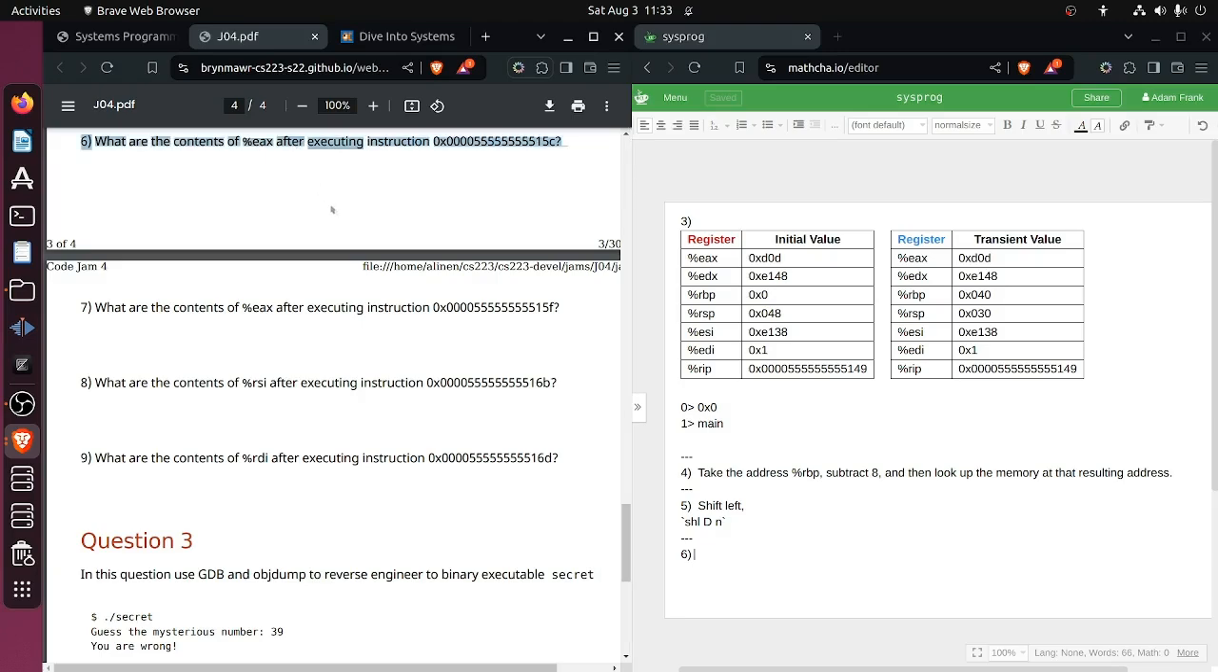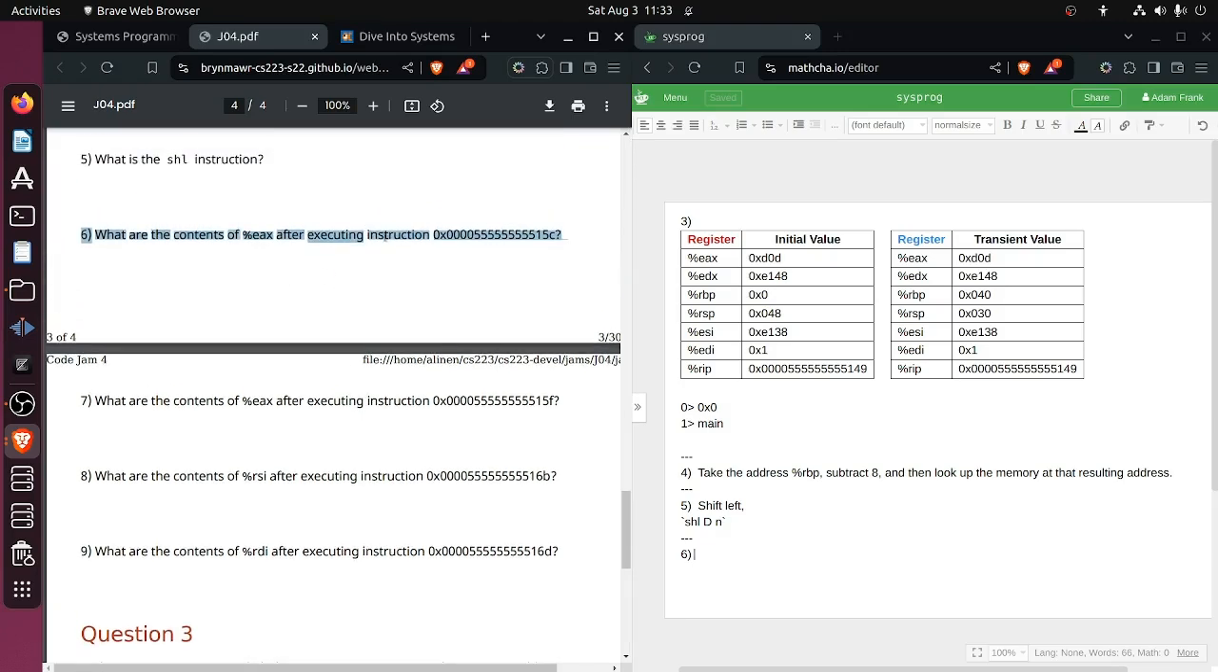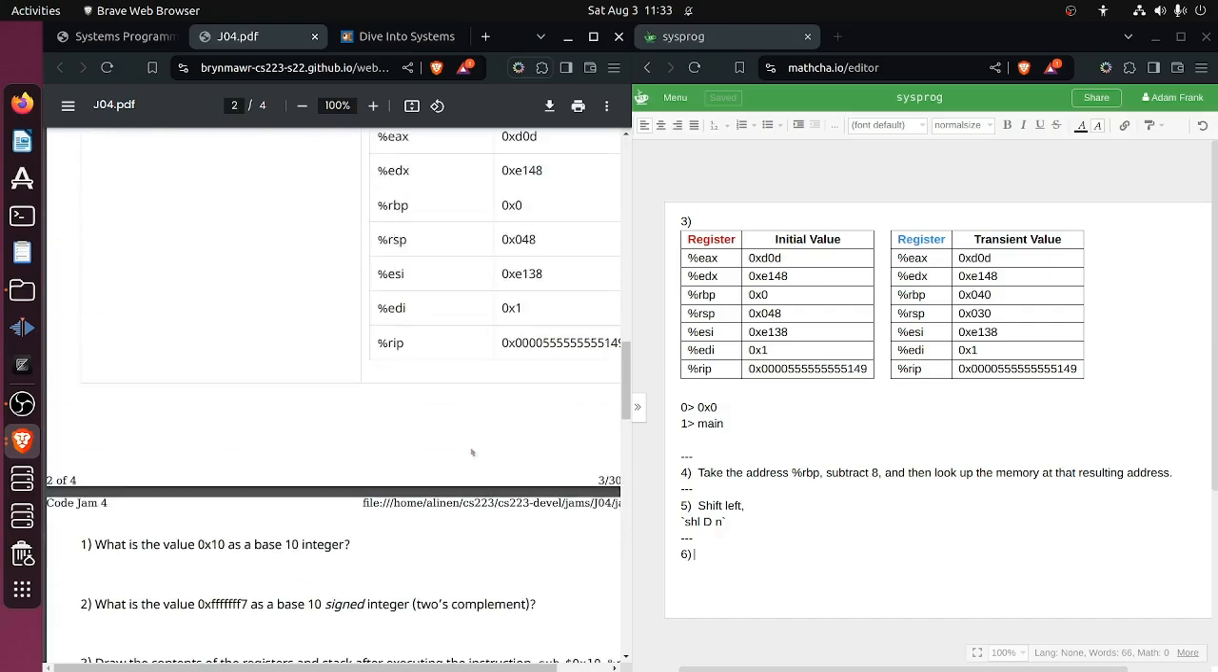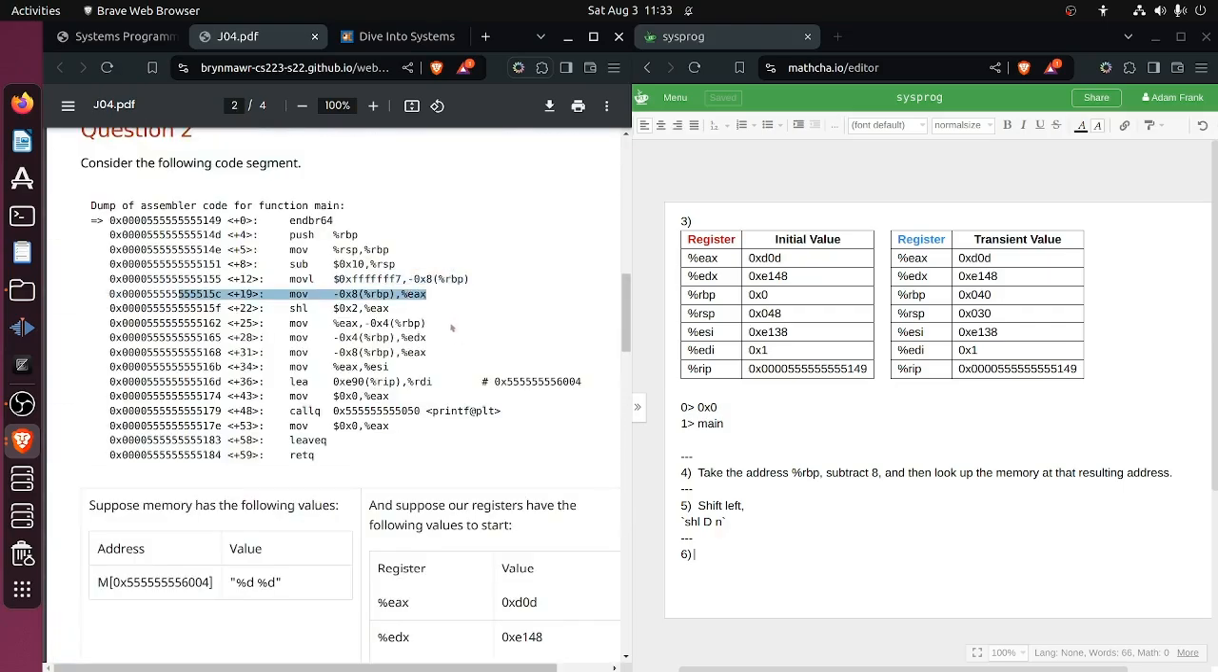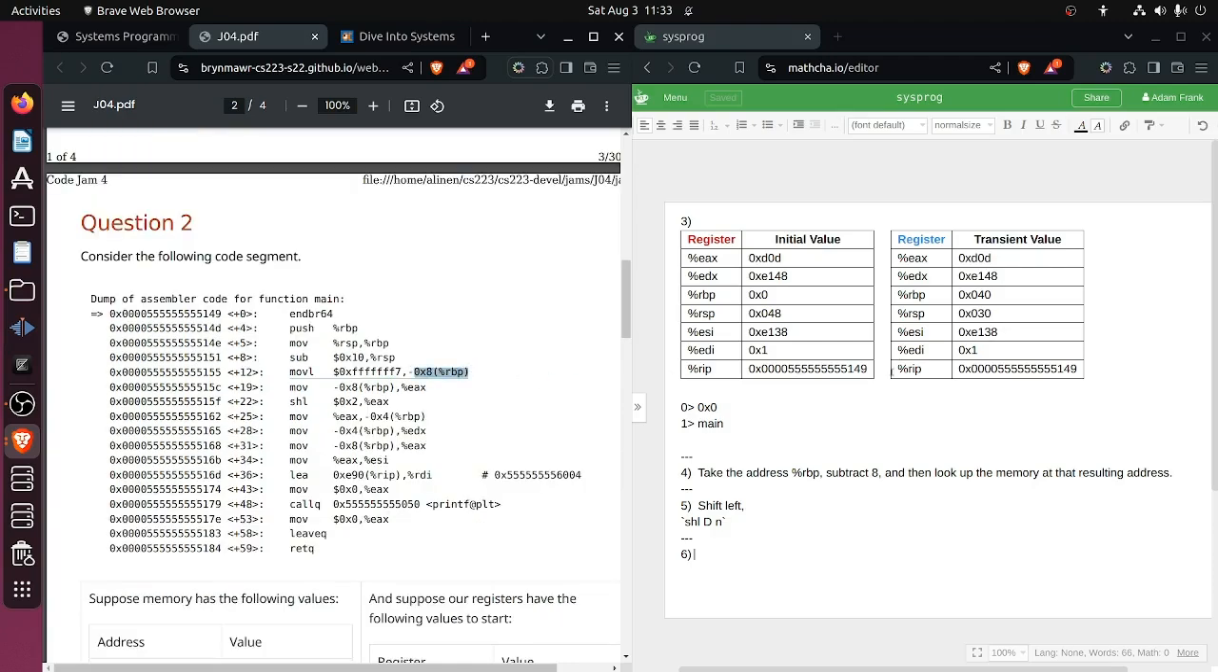Okay, next, what are the contents of EAX after executing this line? Let's go find that line ending in 15C. So, as before, we continue proceeding through the rest of this. As we said before, this goes from the base pointer, shifts the address by 8 downward, and then looks up the memory there. So we are going to move this value, which I think we already said in the previous video is equivalent to the number -9. So this is the number -9, and we're going to move it.